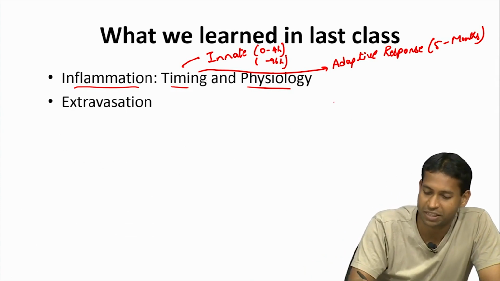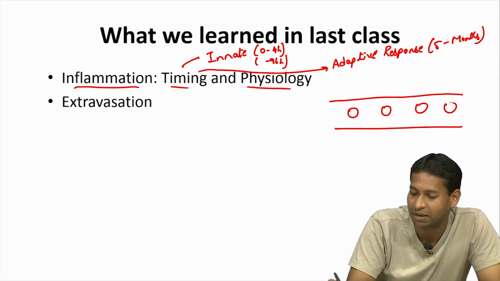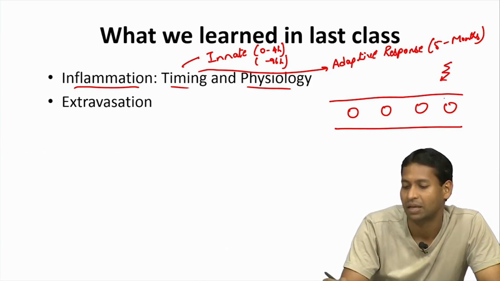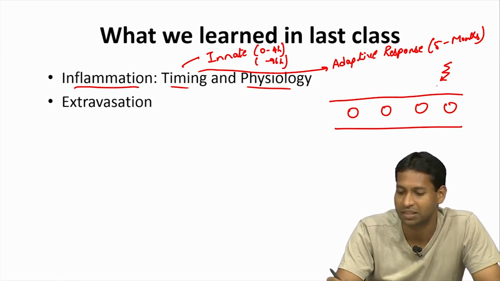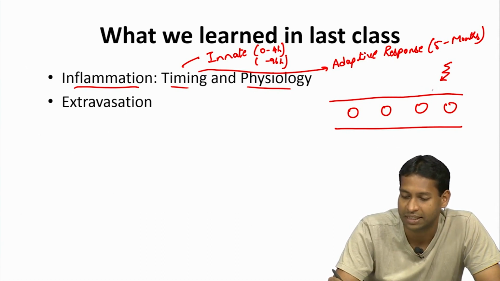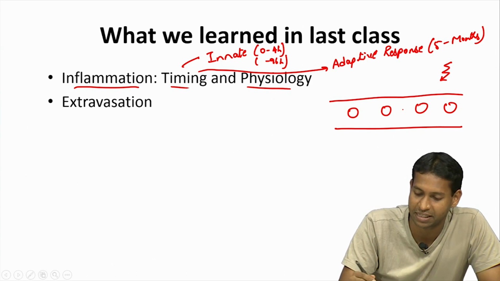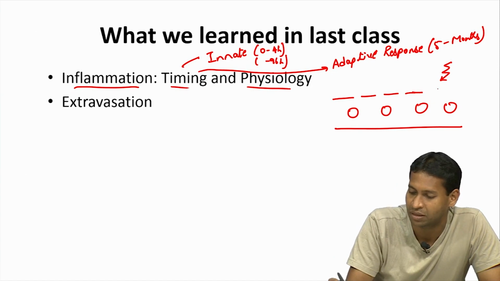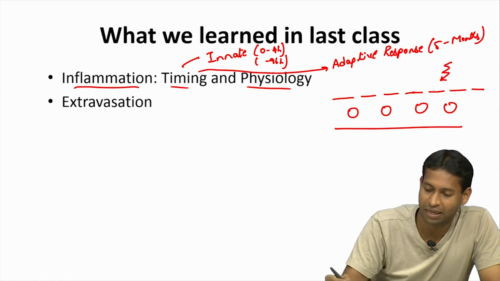Then we talked about extravasation, which is nothing but how these immune cells which are circulating in the blood vessel come out at the site of injury. So, let us say the injury happened here, and of course, because of the injury there are lots of cytokines being released from the surrounding tissue. These cytokines then activate these endothelial cells and do a couple of things. One is that they make them leakier. So, the vessel changes and becomes slightly more leaky.